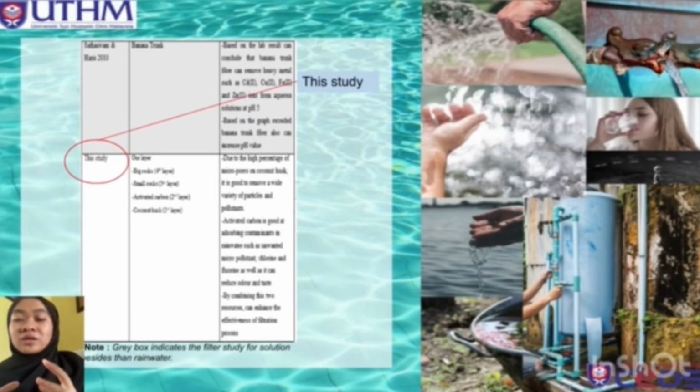And why we combine those natural resources is because, due to the high percentage of micropores in coconut husk, it is good at removing a wide variety of particle sizes and also pollutants, while activated carbon is good at removing contaminants in rainwater such as unwanted microfluorine, and it can also remove odor. So by combining these two natural resources, it will give a better effect to the outcome of our project.